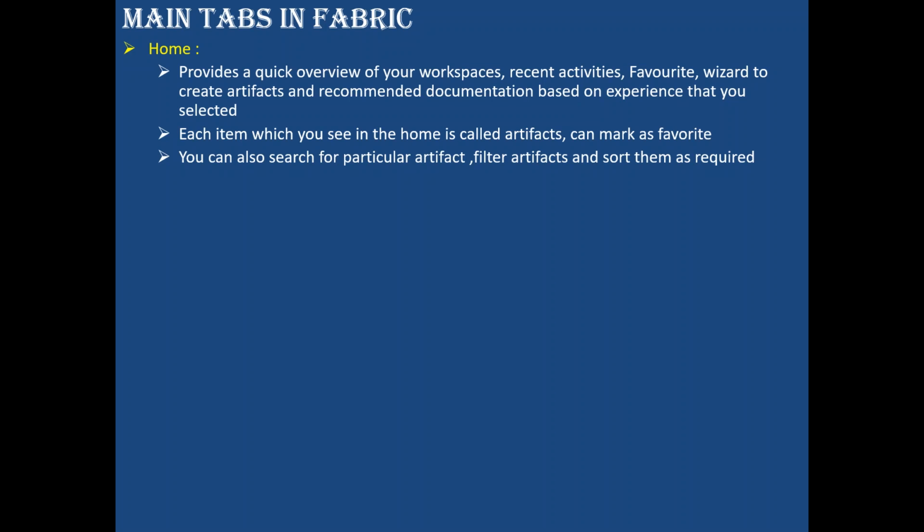Next, each item which you see in the home is called an artifact, and you can mark it as a favorite. Why would we add them into the favorites? For example, I'm working on Data Factory pipelines within Fabric. I can add the pipelines as a favorite so that whenever I want to open them, I can quickly check them, because they will always be available in the favorite list. You can also search for a particular artifact, filter the artifacts, and sort them as required.